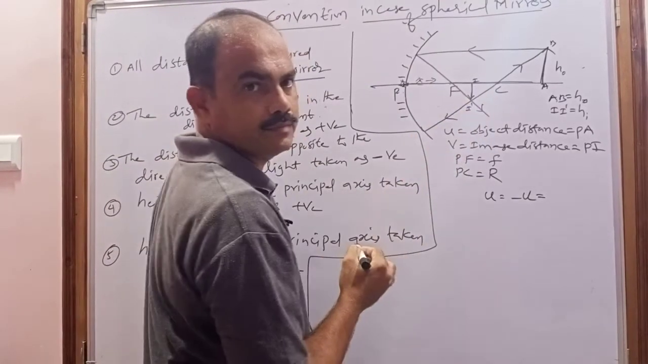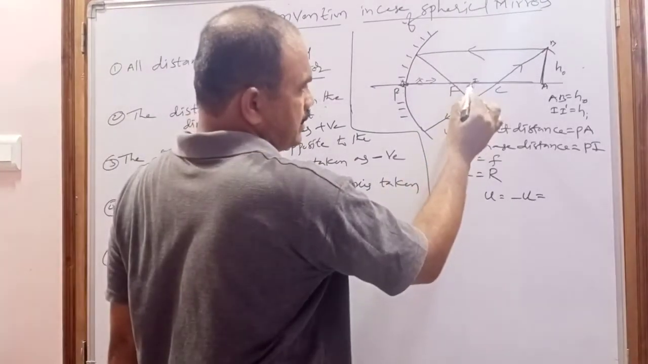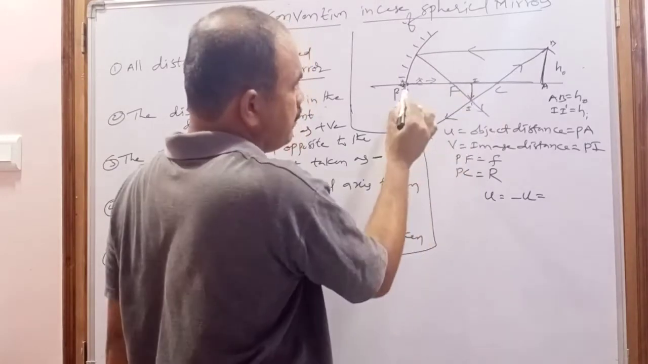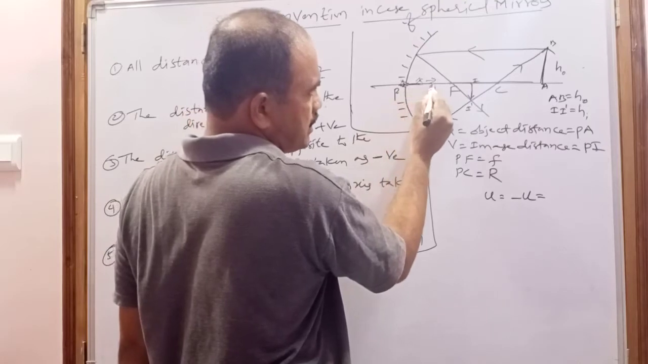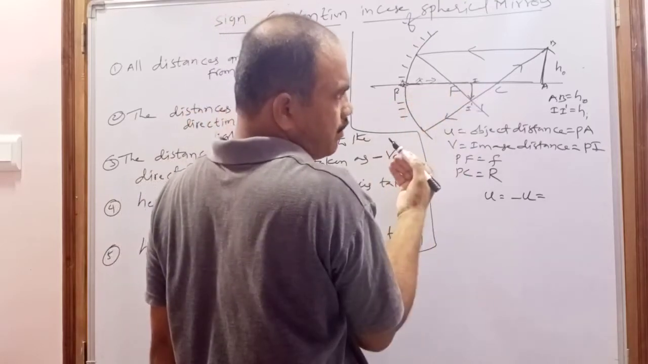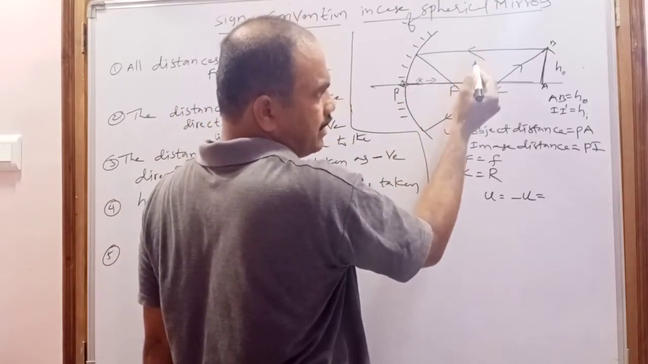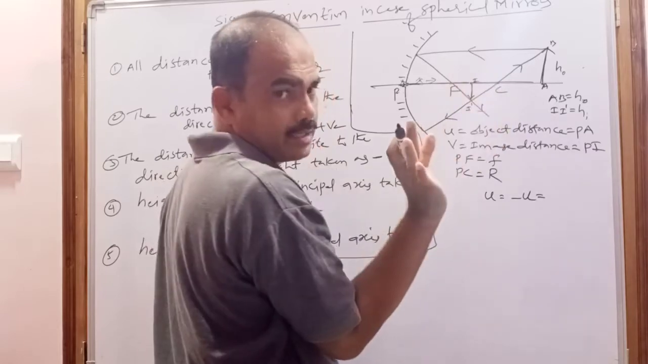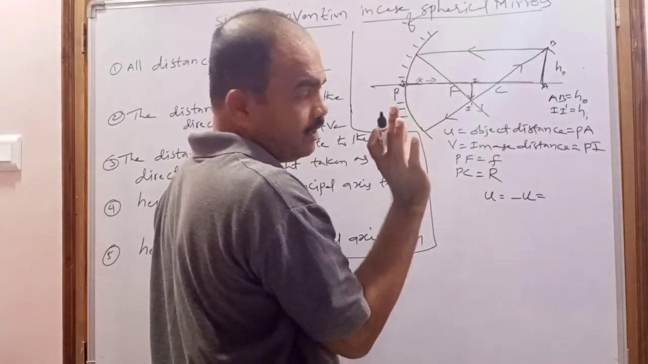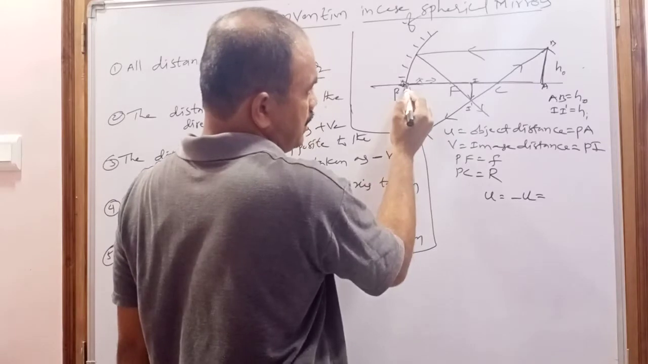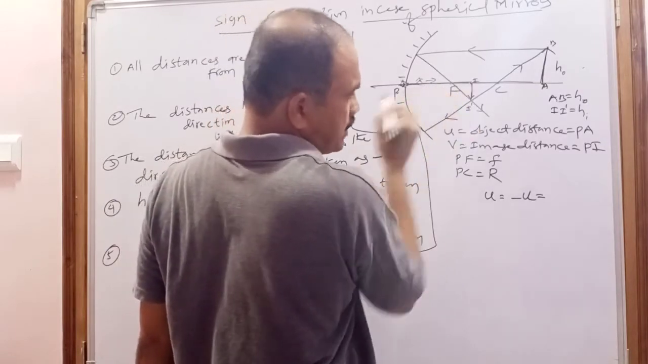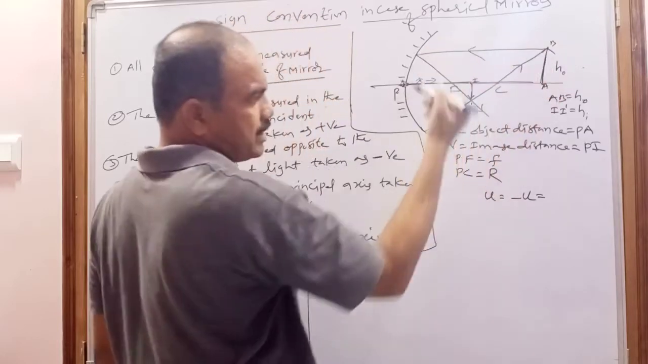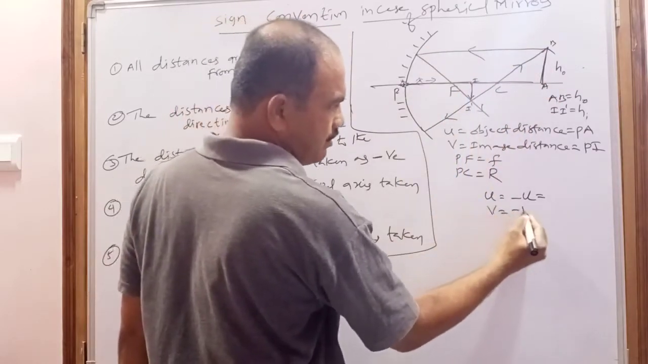Now, where is the image formed? Here. To measure this image distance, you measure from the pole. In which direction are you moving? Forget about the reflected ray direction. You only have to think about the incident ray direction. To measure the distance from pole to image, you move in this direction, but the incident ray is coming from the opposite direction. That's why v is also minus.